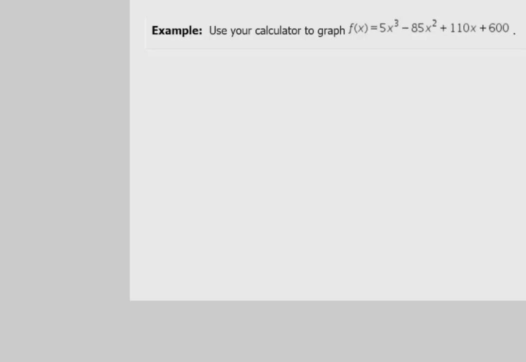For this example, say we are asked to use our calculator to graph f of x is equal to 5x^3 - 85x^2 + 110x + 600. The first thing that we want to do is consider the basic shape of our graph. For this example, we have a cubic.